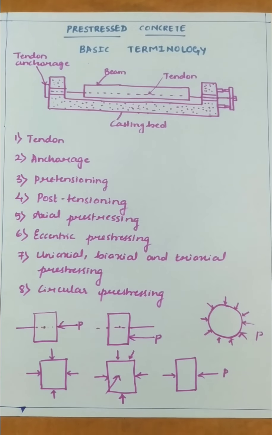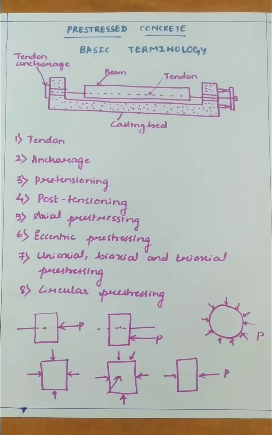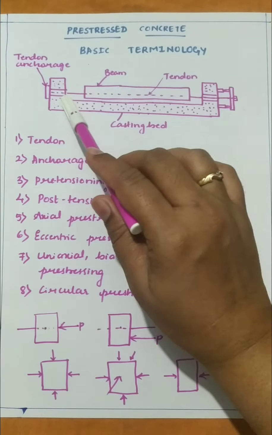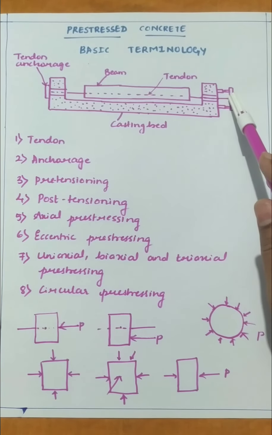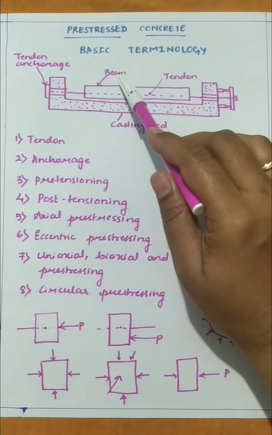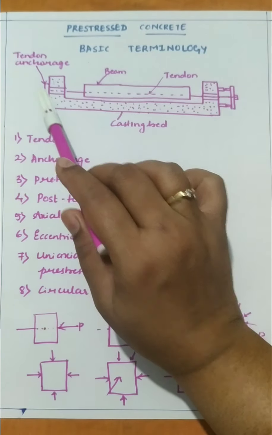Today, let us learn a few of the basic terminologies in pre-stressed concrete. Here I have shown the diagram. So this is a tendon here, and this is the casting bed, and there is a beam which is being pre-stressed. Okay, so this is the tendon anchorage.